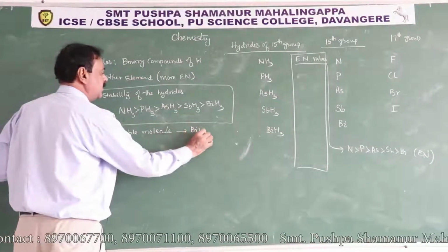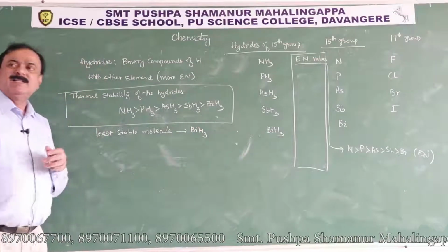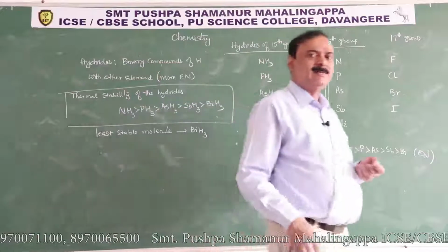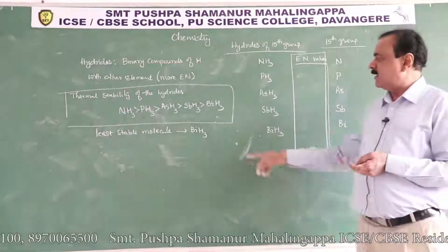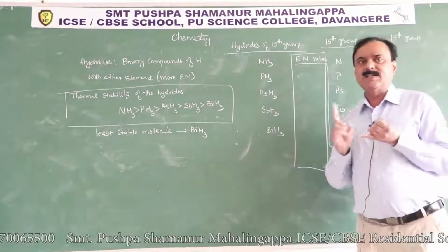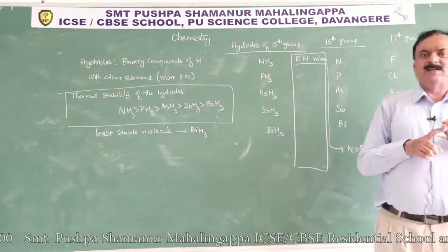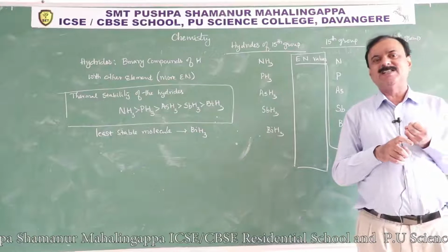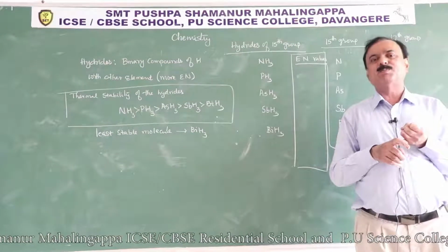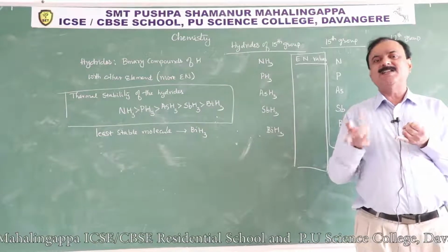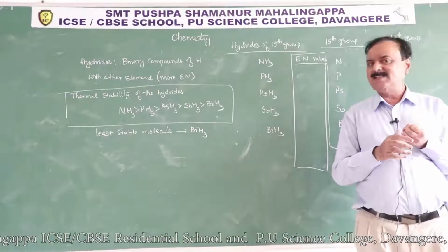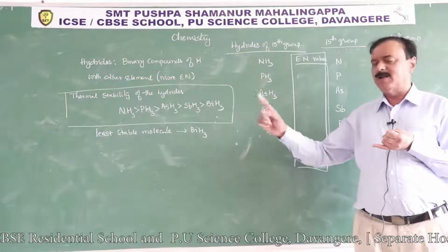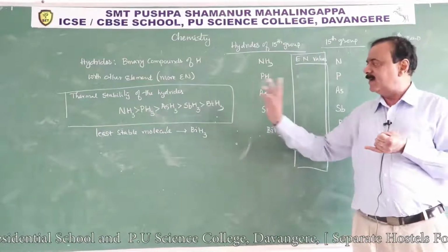BiH3 is the least stable molecule. Is it clear? Least stable molecule is thermally unstable or thermally least stable. Now in the previous case, HI is thermally unstable or thermally least stable, therefore it undergoes dissociation very easily. It has the ability to give off the H+ ion, therefore I will consider HI more acidic in nature. Is it clear? Similarly here, whichever molecule is thermally unstable or thermally least stable, that molecule is acidic in nature.